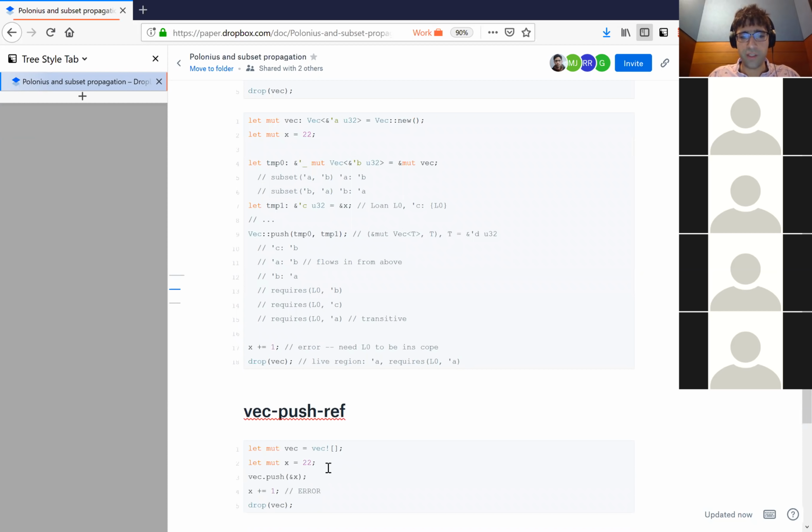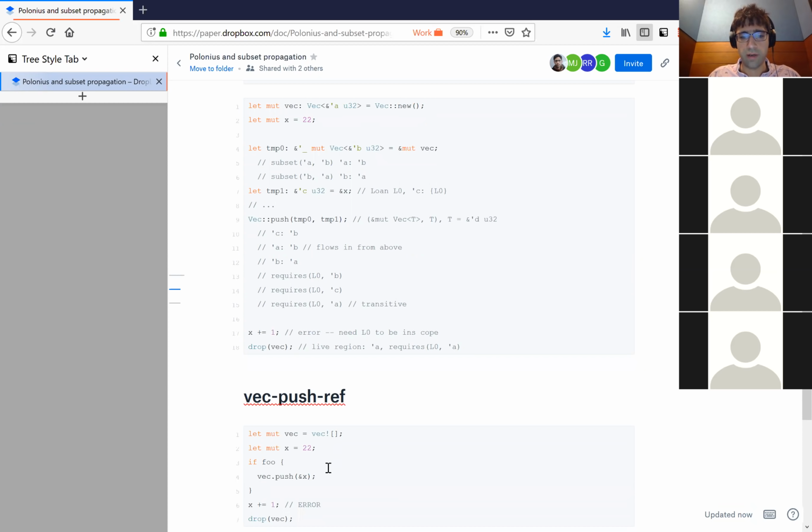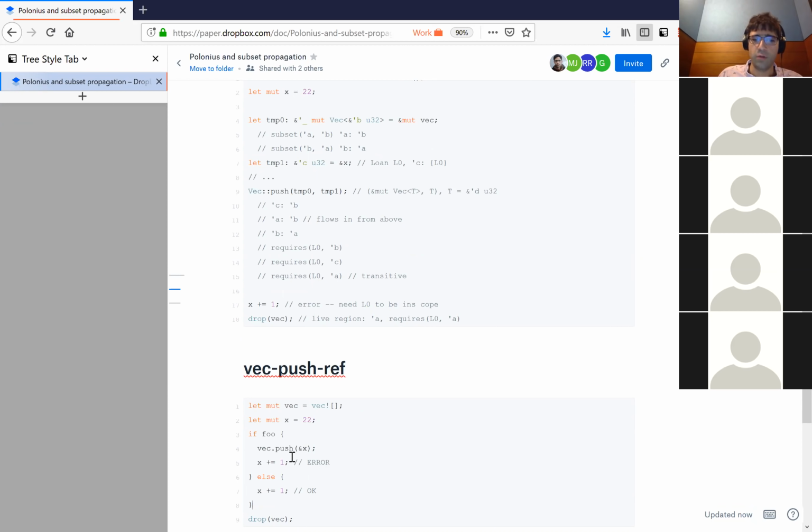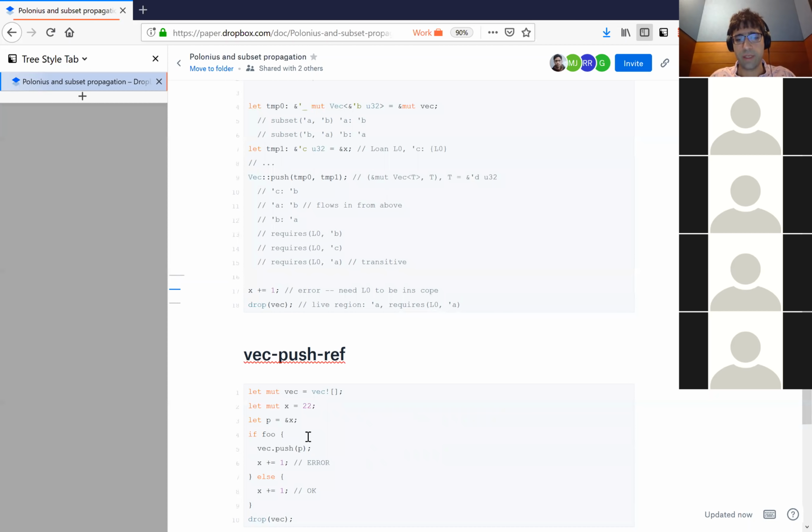So the variation was something like this, if I recall, where basically you introduce a branch, and in this side, when you get here, you're dropping the vector, but in this side of the branch, the vector never comes into contact with this loan. Actually, the loan can be even out here. So the loan is created in both branches, but it never gets added to the vector in one side. And we would like to make sure we know that.